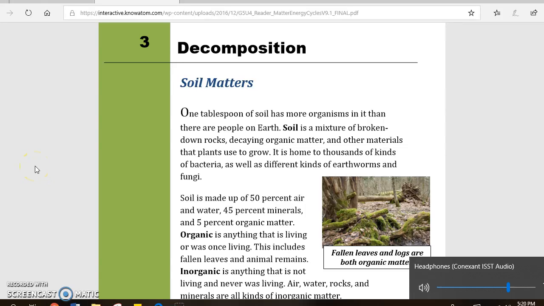No Atom, Grade 5, Unit 4, Matter and Energy Cycles. Section 3, Decomposition. Soil matters.